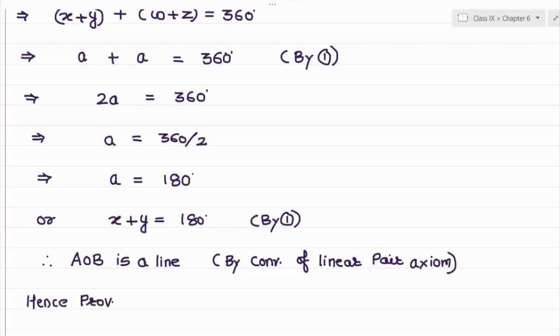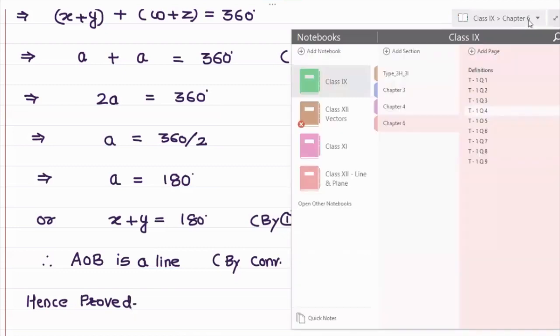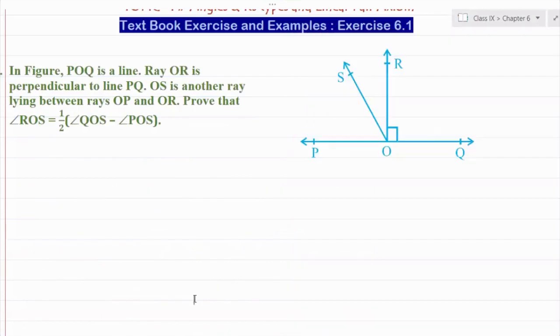Let us start now the next question. Okay, the next question is given to us as question number 5. In the fifth question, see what we have given. In the figure, POQ is a line, ray OR is perpendicular to the line PQ, OS is another ray lying between OP and OR. Prove that angle ROS is equal to half of angle QOS minus angle POS.